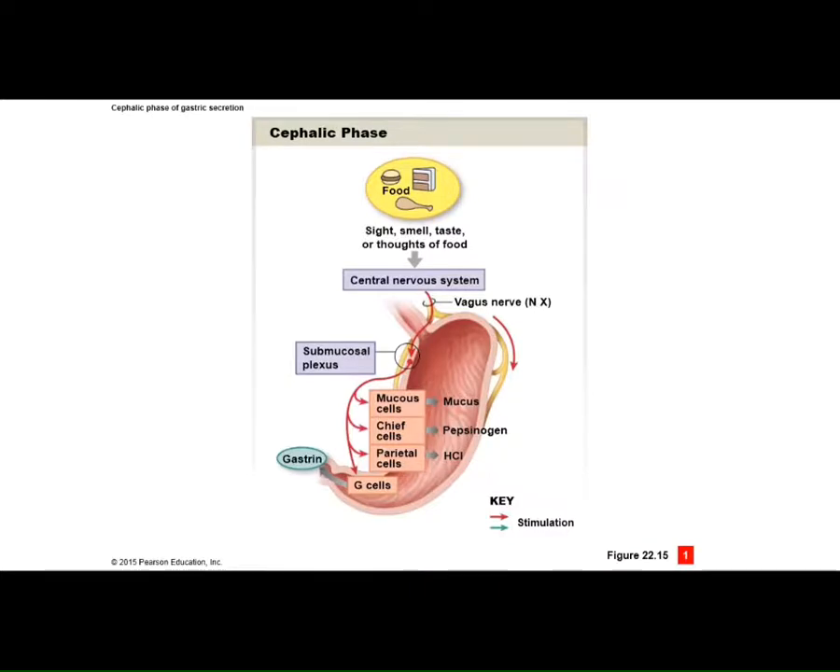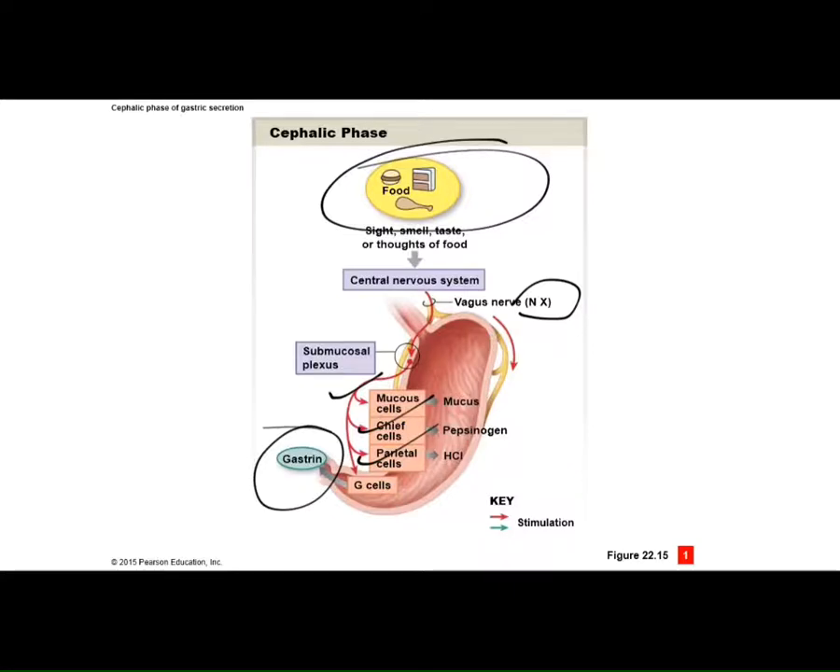So you think about bringing in food, see it, smell it, think of it, and that starts a signal down to the gut through the vagus nerve. And then also, once you do put food down, now you're going to start activating those mucus cells, those chief cells, the parietal cells, and the gastrin as you have food in the gut.